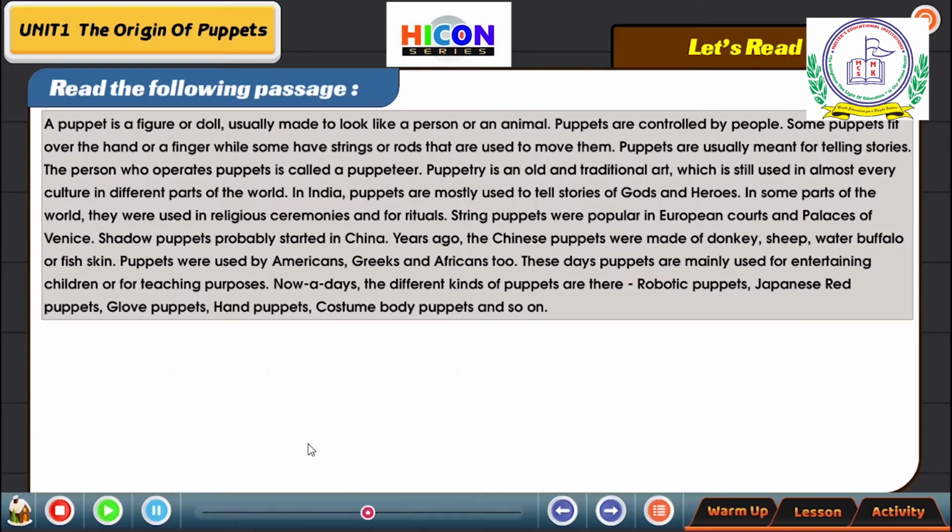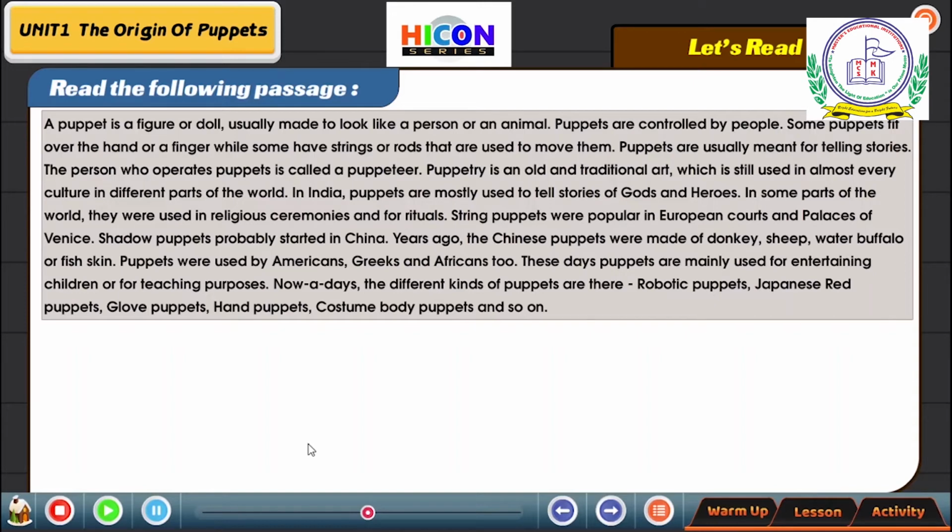It is still found in very many cultures around the world. Okay, we can see puppetry in different forms in different parts of the world. In India, basically puppets are used to tell the stories of gods and heroes. Heroes means warrior heroes.